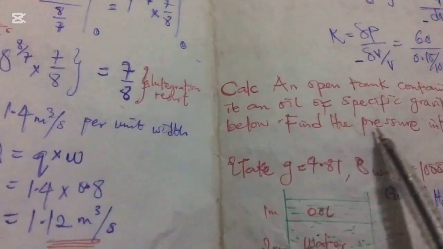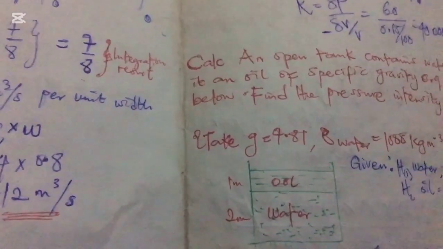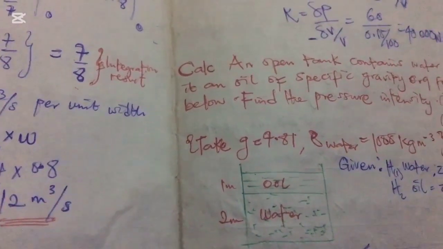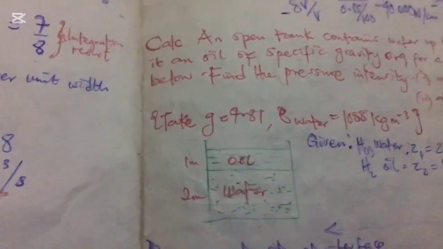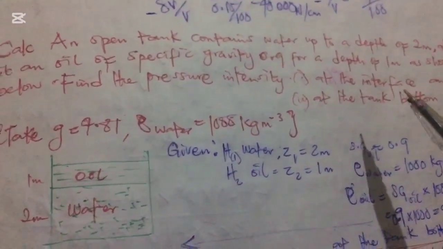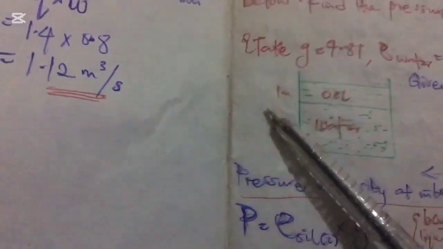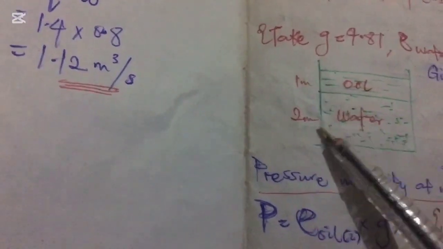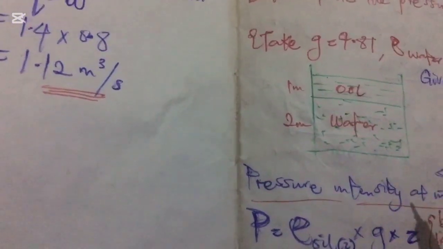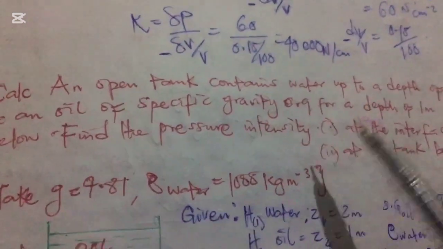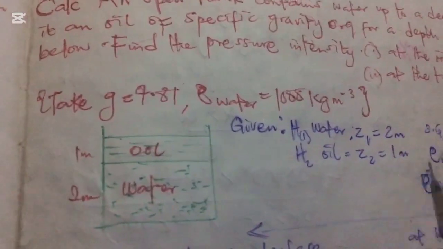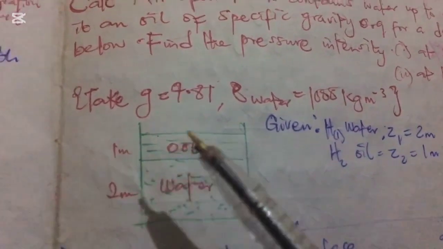It says we should find the pressure intensity at the interface. Where is the interface? The interface is the top of the liquid at the interface. And what is at the top here? It is oil. So we are dealing with oil. We take both height of the fluid as Z1 and Z2. Mind you, it was water that they mentioned first in the question, so we are taking water as Z1. So Z1 will be what? 2 meter, as you can see. Then Z2 will be what? 1 meter, which is the height.